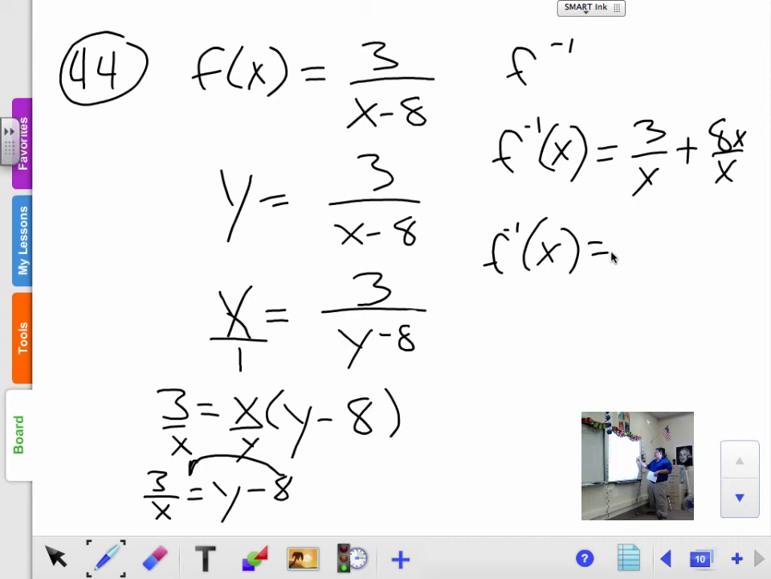So then my f inverse is equal to 3 plus 8x all over x. And that one we do have, which is 8. Was that the right answer? Yeah.